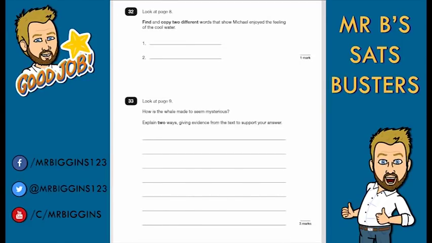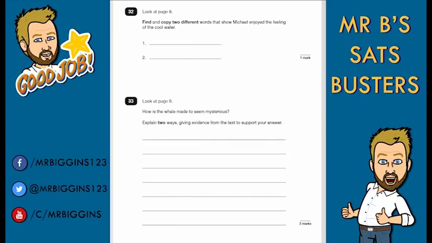Question 32 says, look at page 8 and find and copy 2 different words that show Michael enjoyed the feeling of the cool water. Now, if you go all the way down page 8, it doesn't really tell us anything about how the water feels to him until right at the end. So it tells us that he scooped up a bucket of water, seawater to cool himself down. And then it tells us about the sun, describes it. And then we have that last sentence.